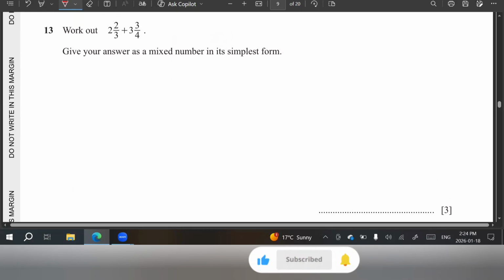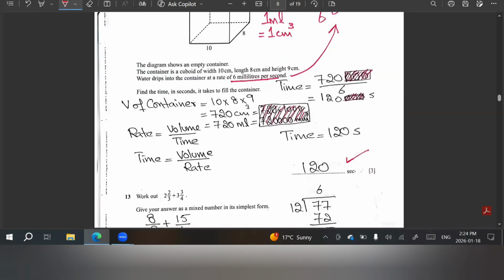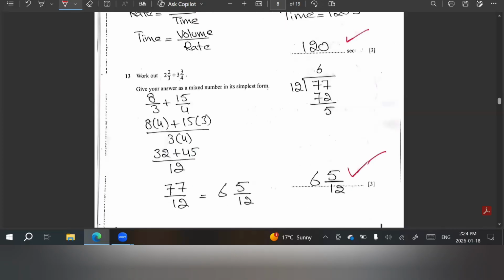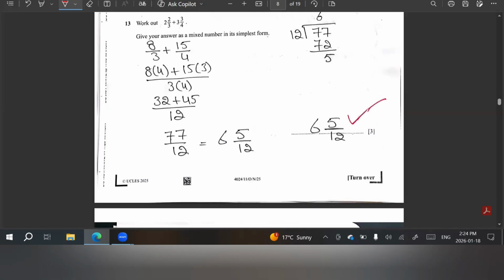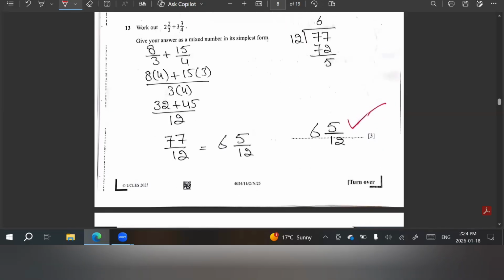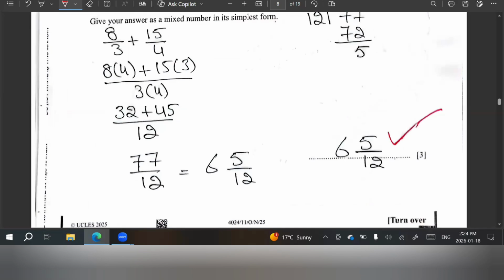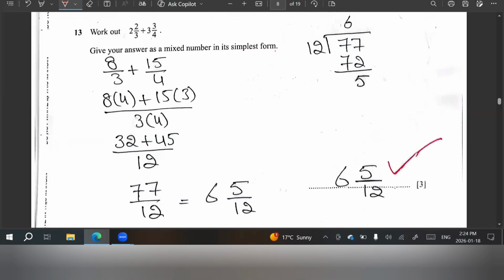He says, work out 2 whole 2 by 3 plus 3 whole 3 by 4. And he says, give your answer as a mixed number, okay, and in its simplest form. This is very, very important: simplest form. Okay, so it's a very simple, straightforward question. So let me bring it here so you can see it more clearly. So the solution is now showing up on your screen.